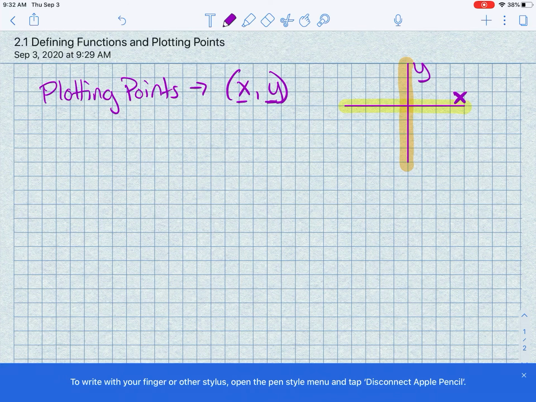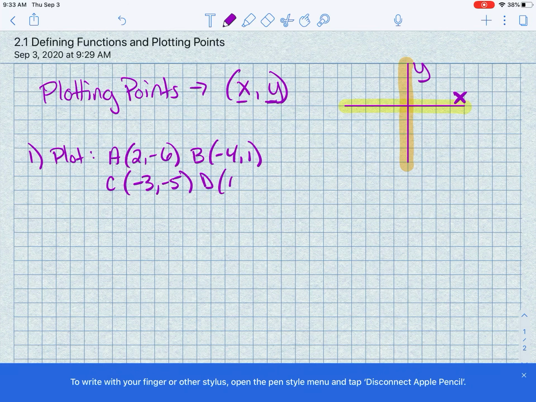So let's practice plotting some points. Our first example, we're going to plot these points. Point A is going to be at 2, -6. B is going to be at -4, 1. C is going to be at -3, -5. And D is going to be at 6, 6. Okay? So let's go ahead and make a graph.